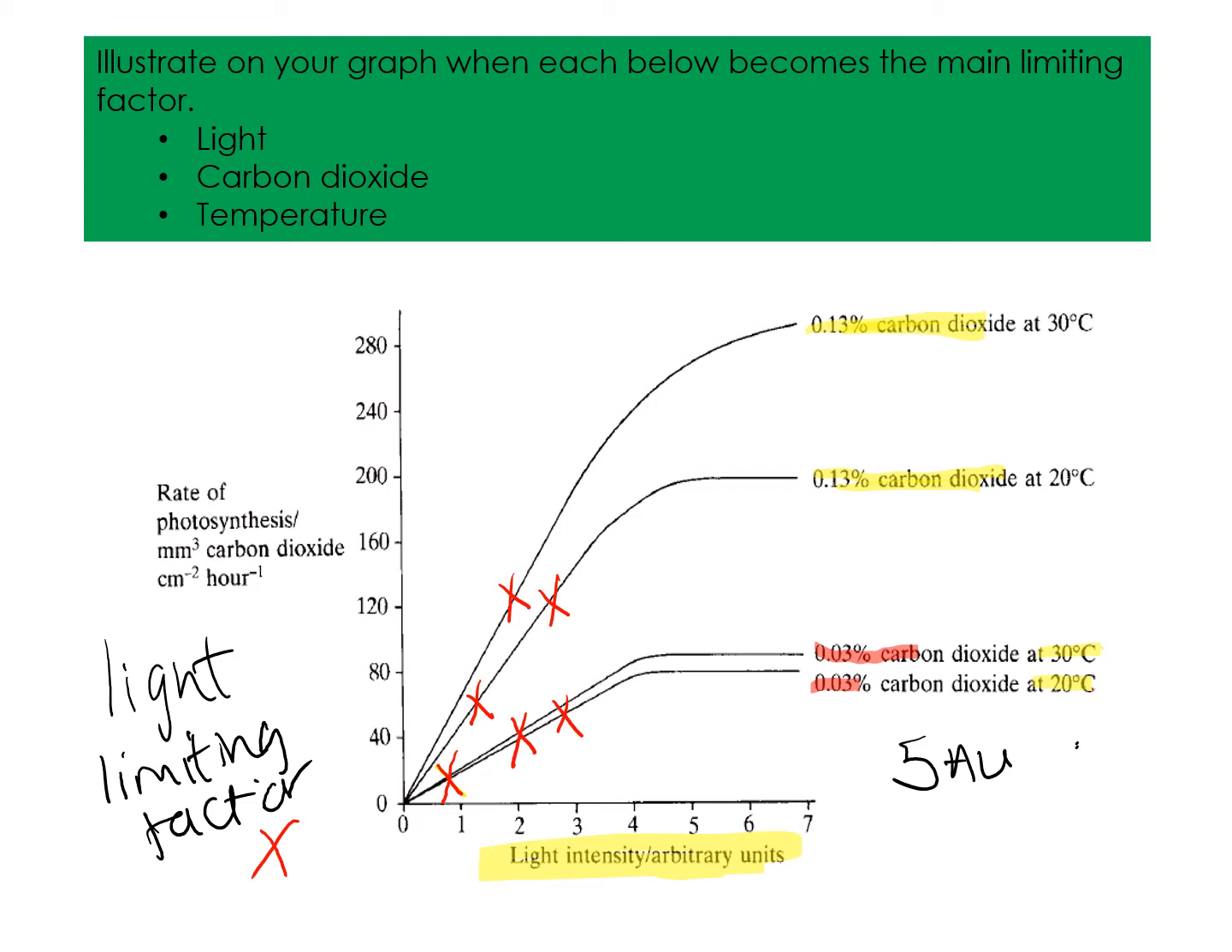You could be asked to extract that data from the graph. So it's just getting used to reading graphs and understanding that you've got these factor graphs where you can be interpreting the impact of 3 different limiting factors at the same time.